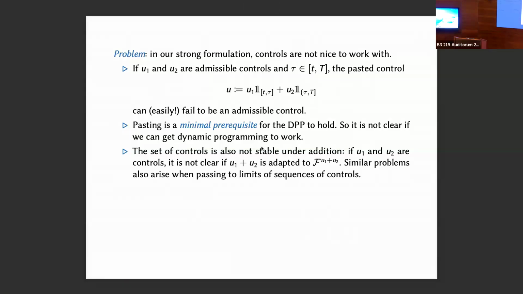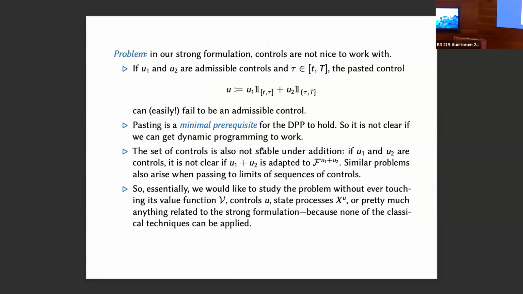So if you take the sum of two controls, you don't know if that's still admissible. If you have sequences of controls and pass to the limit, then you don't know if the limit control is admissible because it always depends on the filtration. And it's just tough to work.